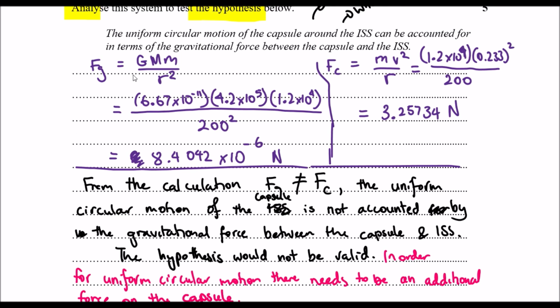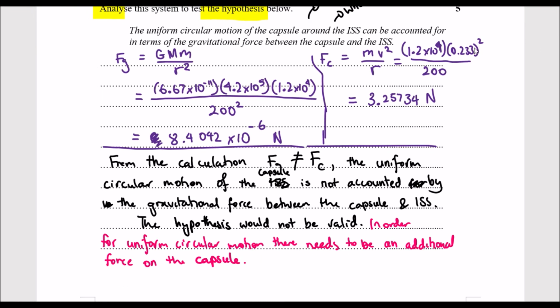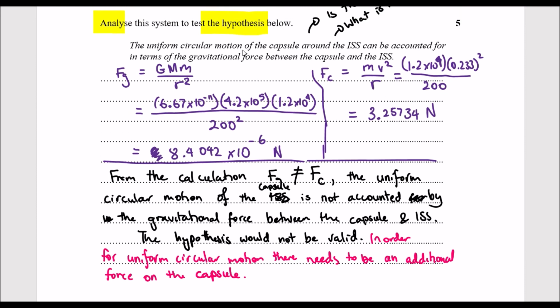So let me just expand this back out. The question was, if the object is to go in uniform circular motion, would the gravitational force be sufficient? We can see that the gravitational force is much smaller than the centripetal force. They are not equal, and therefore we cannot get uniform circular motion. As such, the hypothesis is not valid, or you could say is incorrect. In order for uniform circular motion to happen, then there must be an additional force applied on the capsule.